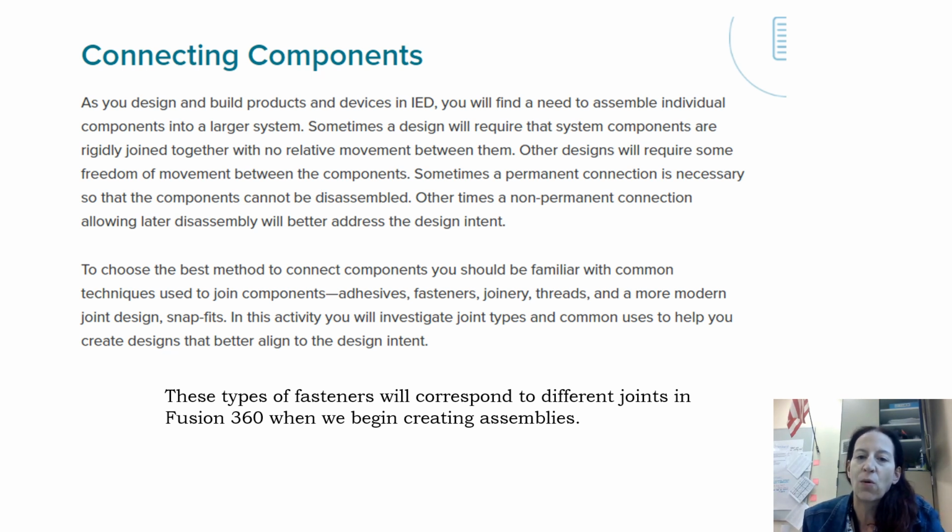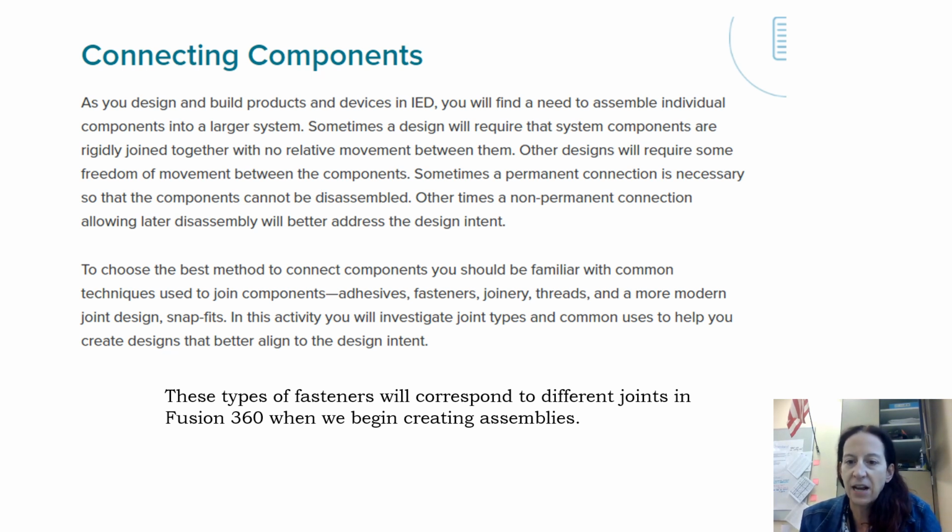Sometimes a design will require that system components are rigidly joined together with no relative movement. So for your luggage tags, that was pretty much the way you did it. Well, not all the time, but you might have had 2 components and you're like, we're going to glue these together and there's no movement. Other designs will require some freedom of movement between the components. So some of you had a slot in your luggage tag where you could take a piece of paper and slide it in and out. So there's some relative movement between those components.